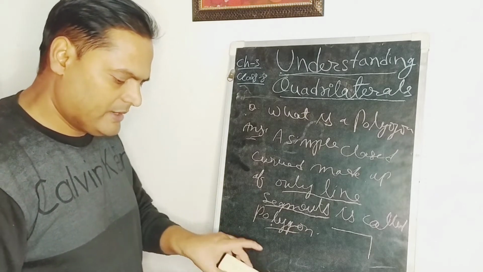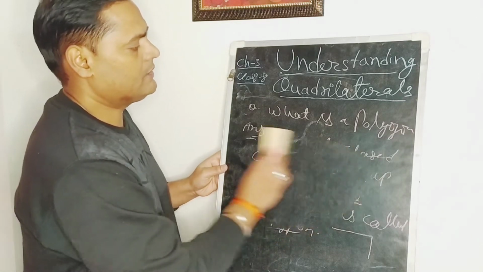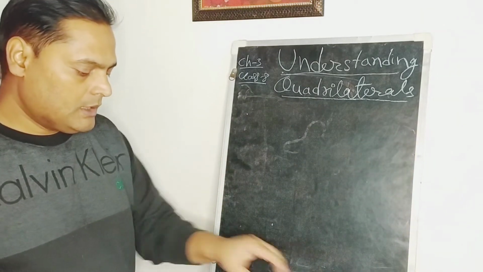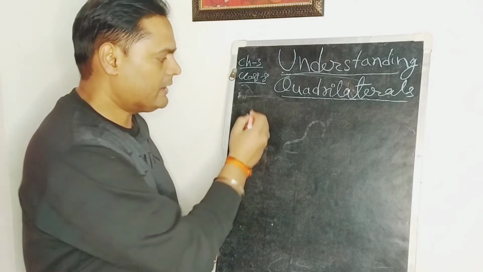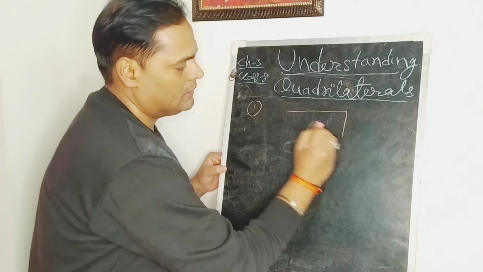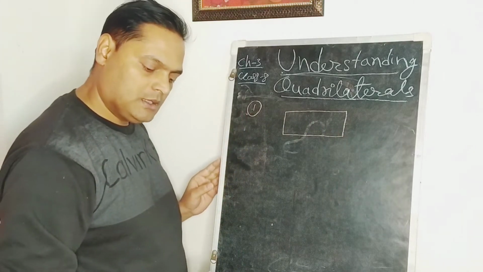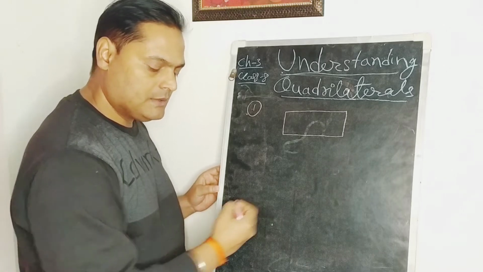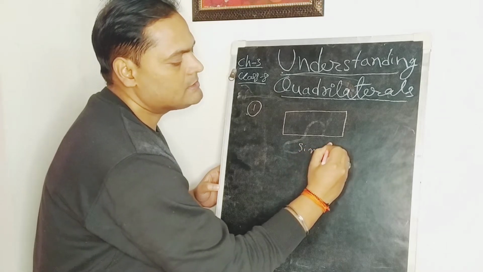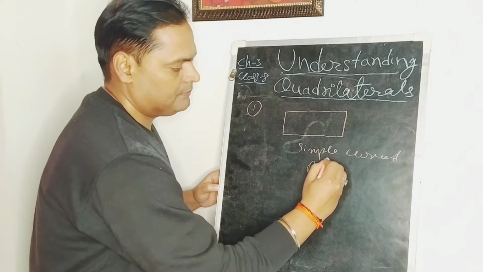Let's see a few examples: curves that are polygons and curves that are not. I'll give you only one example, just so as not to exaggerate and confuse you. This is nothing but a curve that is a polygon. This is a simple closed curve polygon.